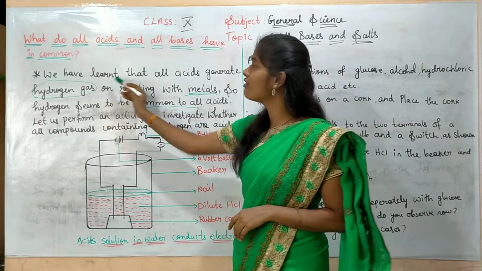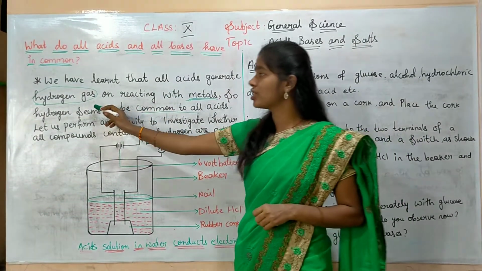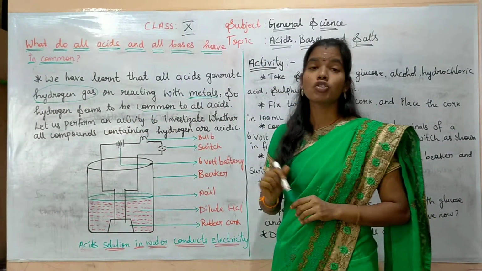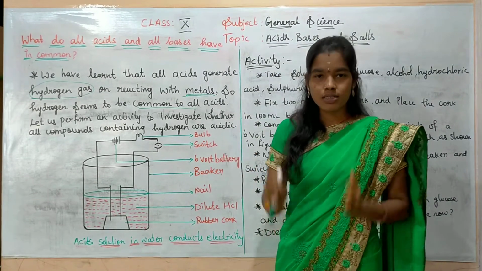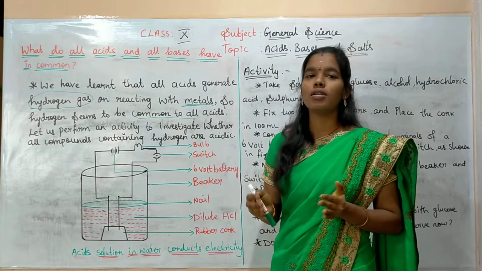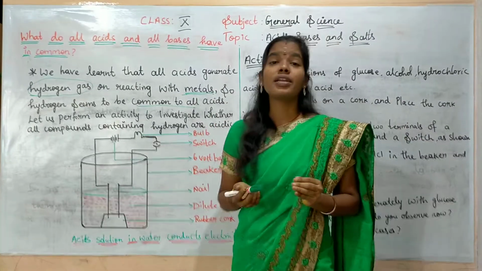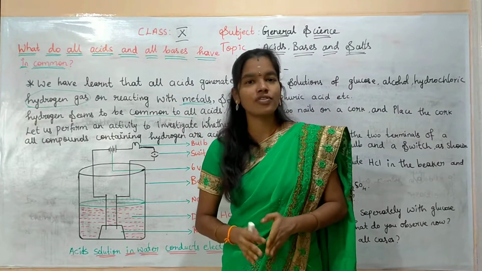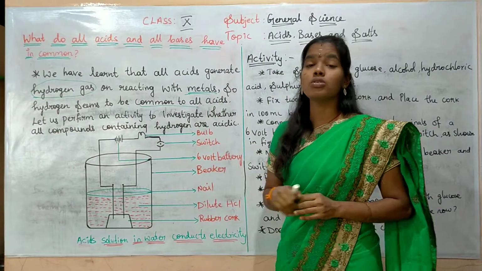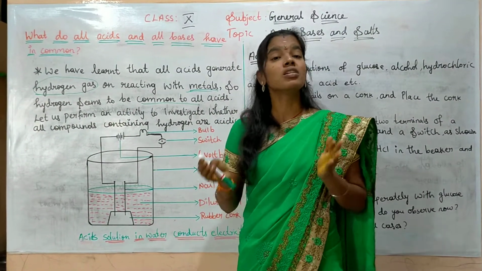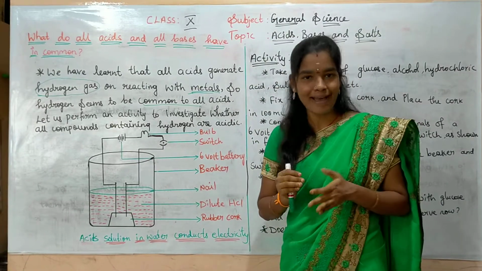Okay, we have learned that all acids generate hydrogen gas on reacting with metals. When we discussed metals reacting with acids, we saw very clearly that all acids generate hydrogen gas on reacting with metals. So hydrogen seems to be common to all acids.